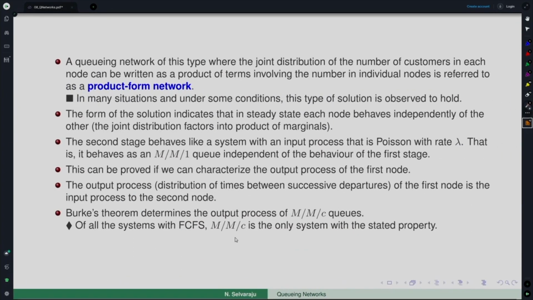That is what we will see, and with that result we will generalize this two node network to multiple nodes in this particular fashion, before we take it up to any other network.